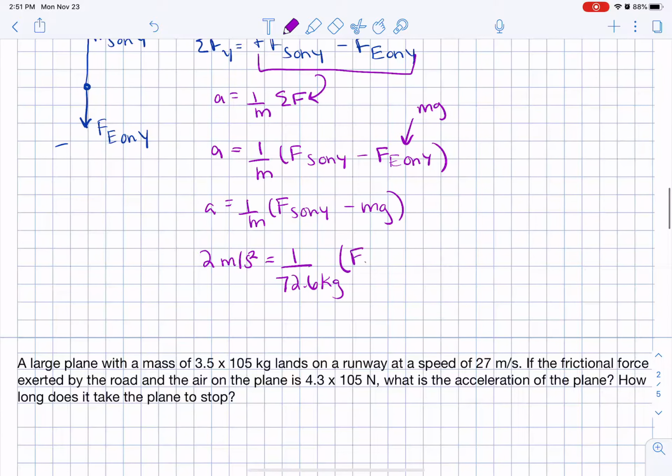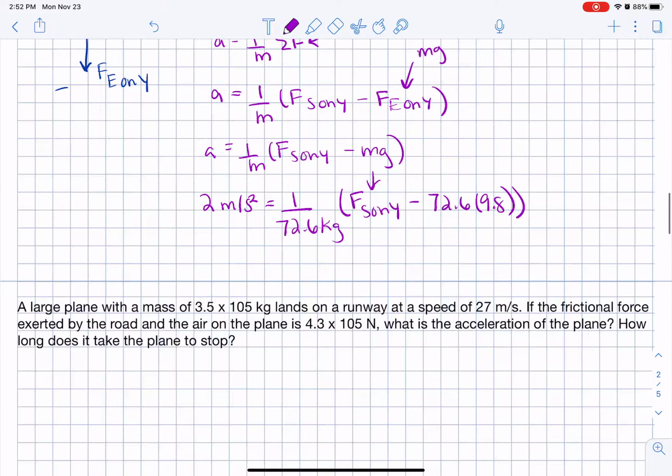We don't know the force the scale exerts on us. That's what we're trying to find. Minus the mass, 72.6, times g is 9.8. Take a second now to solve for the force the scale exerts on you. Okay, now let's do it together. So first I'm going to solve for this, and 72.6 times 9.8 is going to give us 711.